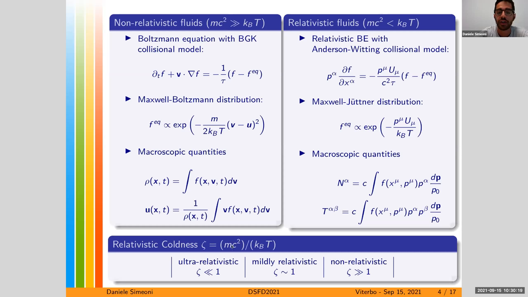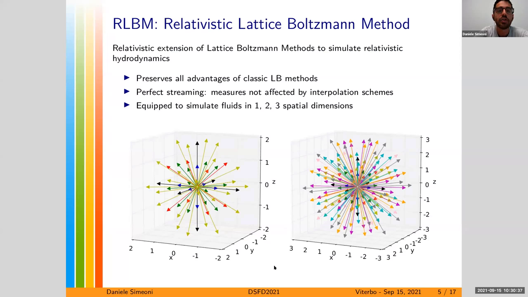The bigger the mass of the particles, the slower they are going. So by using this parameter, you can control how relativistic your fluid is, and therefore you can move from this picture to this picture in a continuous way. So the relativistic Lattice-Boltzmann method is nothing more than taking the usual Lattice-Boltzmann and putting it in the framework of special relativity and adapting it to work in this framework.